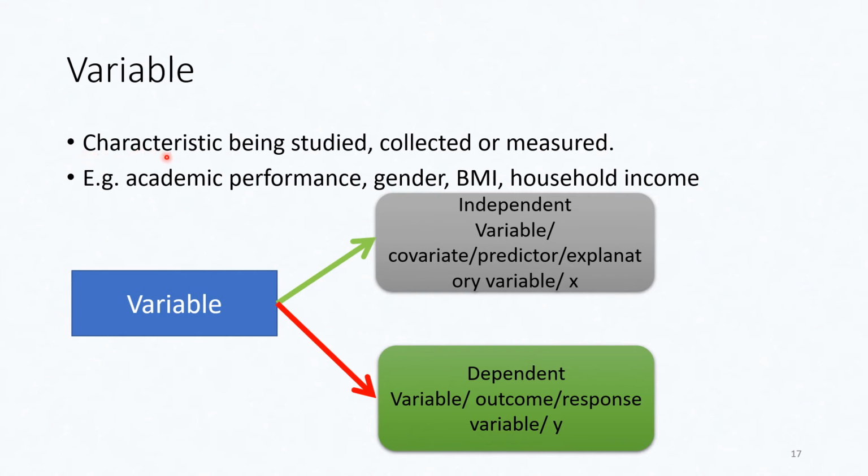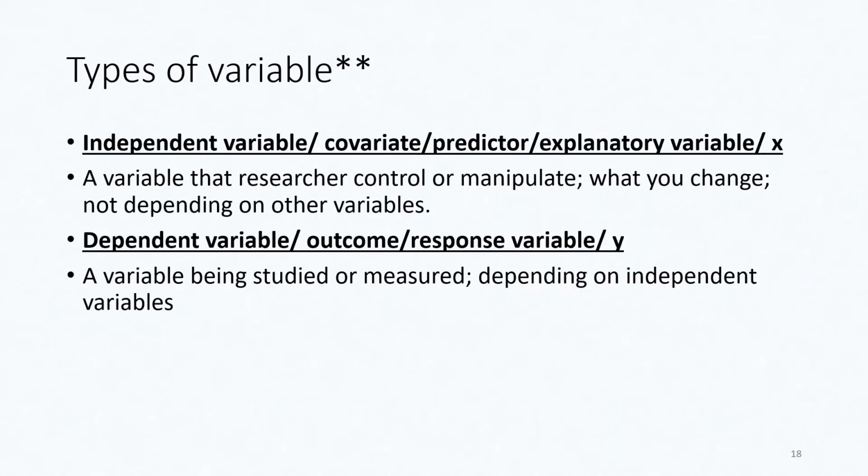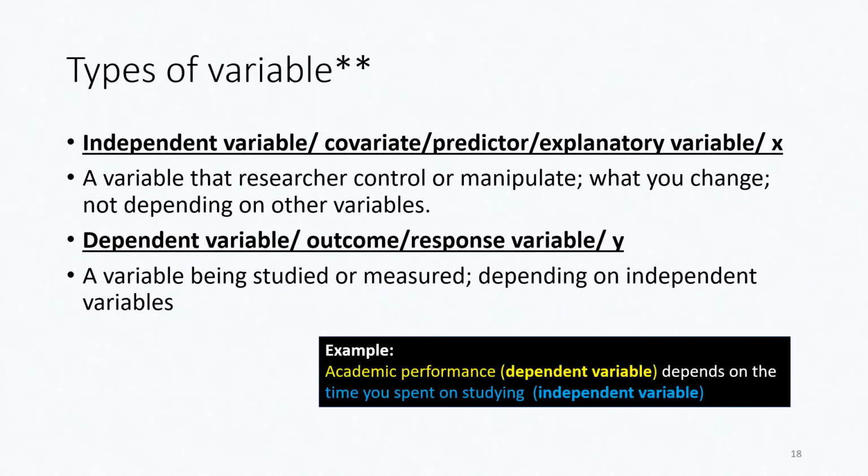Variable. Variable means the characteristic being studied, collected, or measured. For example, academic performance, gender, BMI, household income. There are two types of variables: one is independent variable, one is dependent variable. Independent variable means the variable that the researcher controls or manipulates. Dependent variable means the variable being studied or measured, which depends on the independent variable.